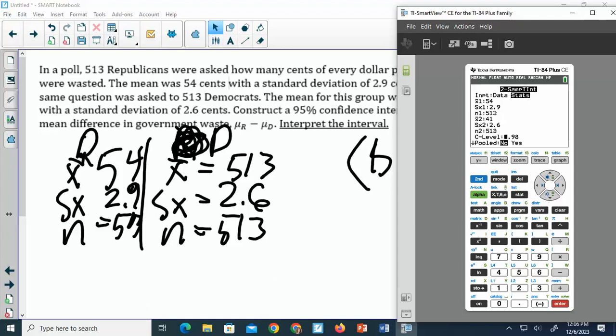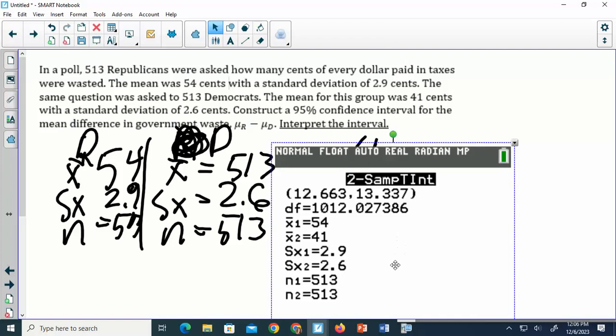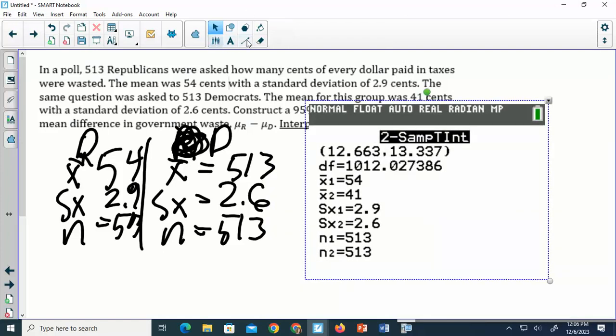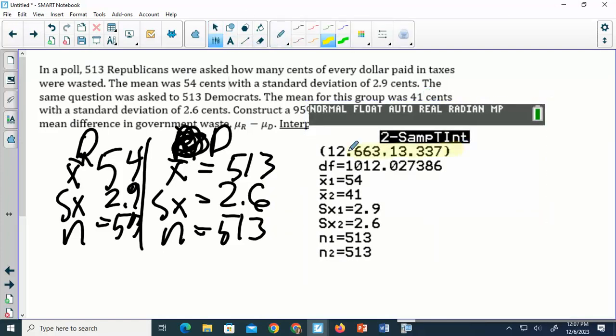Oh, I went to the wrong thing. I went to interval, didn't I? No, that's what we're doing. Never mind. And then we have 0.95. Okay, so we get a confidence interval between these values. So that means we are 95% confident the Republican mean minus the Democrat mean is somewhere in between these values.